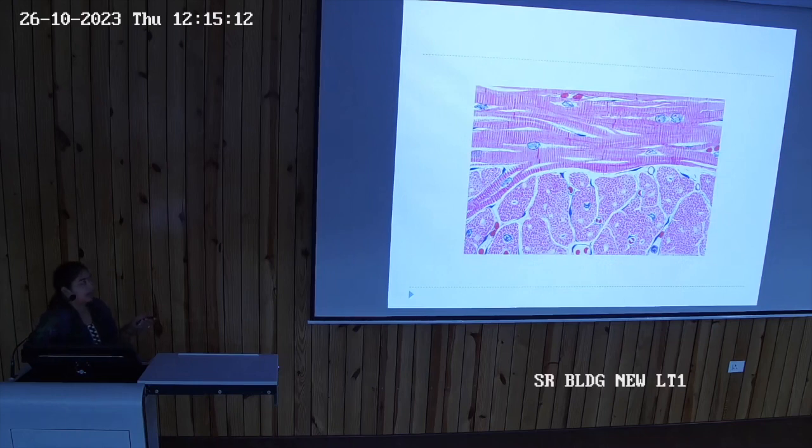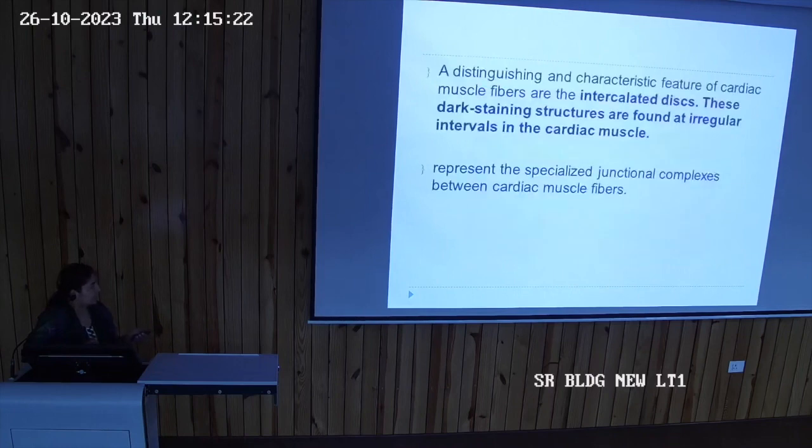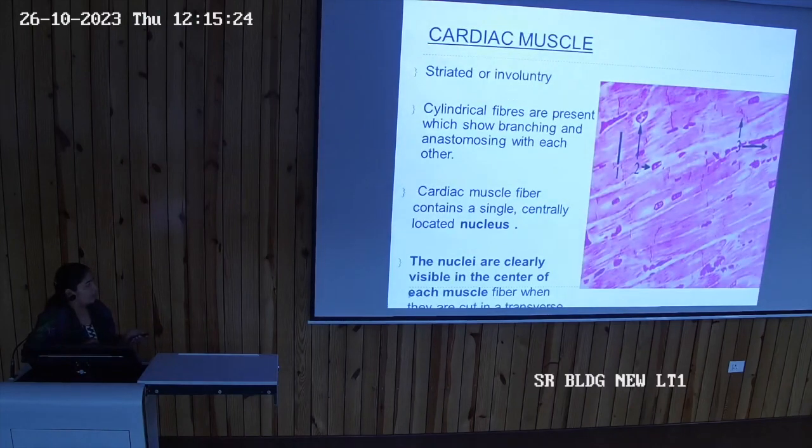So the striations are present in the cardiac muscle also, as in skeletal muscle, but the intercalated disc and the branching pattern are not present in the skeletal muscle fibers. Now, what is the location of the nuclei in the cardiac muscle? Is it at the periphery? No. So, this is the third point of differentiation from the skeletal muscle.